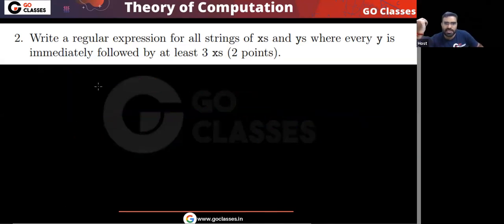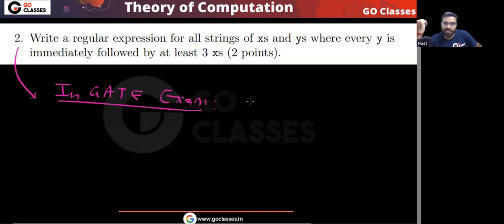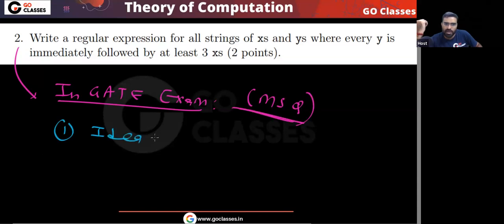Let me tell you what will happen in the GATE exam for this language. Can anyone tell me what they will do in the GATE exam? An MSQ question can come. In that, option 1 will be idea number 1, option number 2 will be idea number 2, and option number 3 will be some wrong answer.